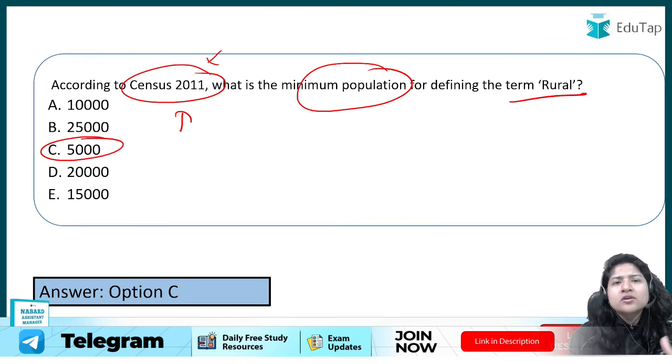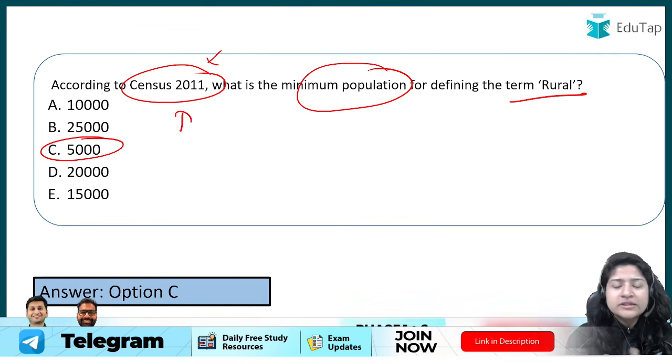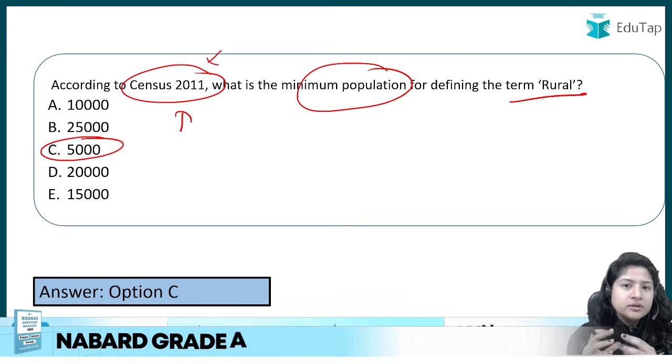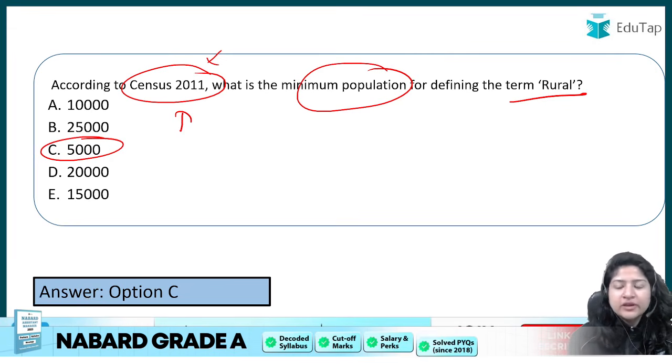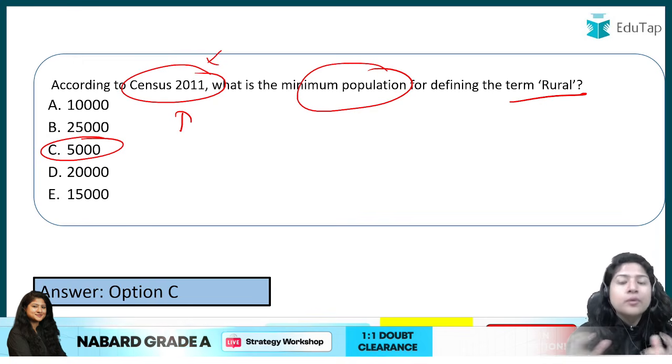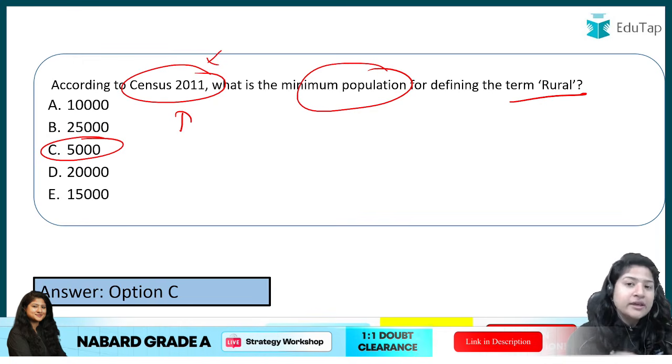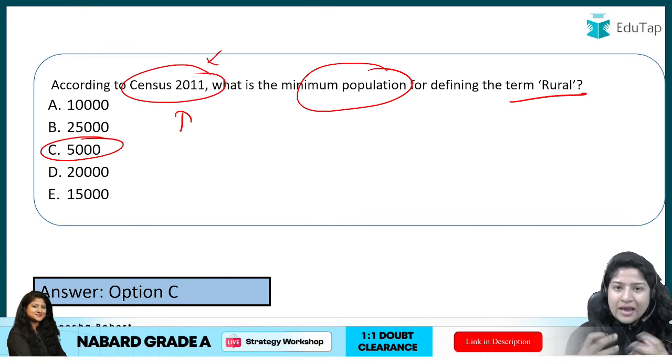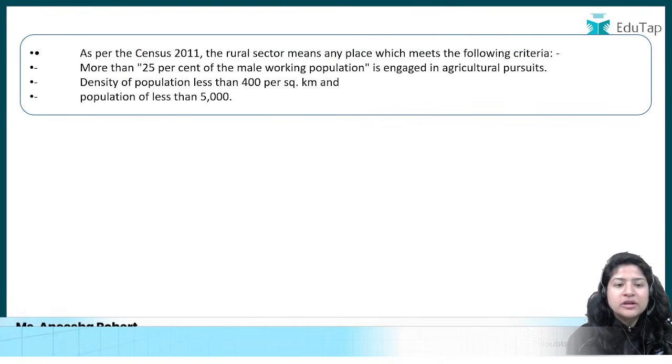In fact this can also be related to the static part of rural development. At least in our course at EduTap we have included this topic in the static part of rural development, where according to different committees, what is the definition of rural India, what population needs to be there to consider an area rural. We have added that information in our rural development topic.